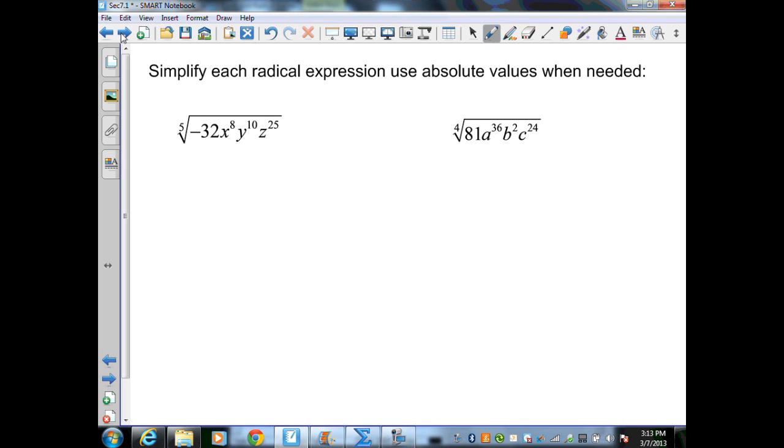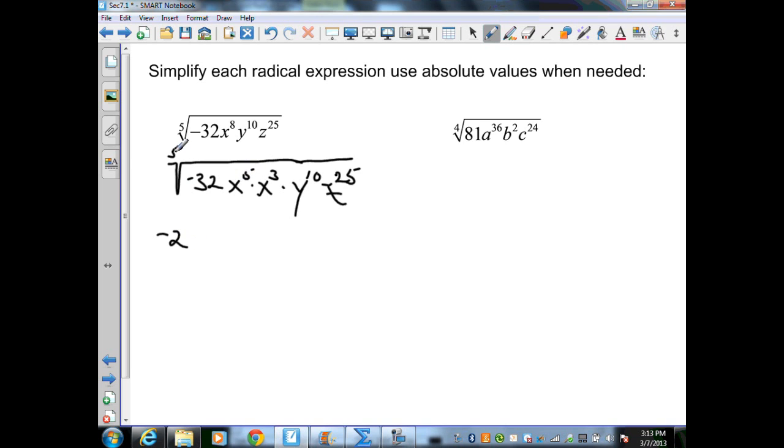Again, I want to simplify each radical expression using absolute values when needed. Here I have the 5th root, and I can simplify on the inside to make sure that I can take the 5th root of all my variables. Rewrite the radical to the 5th root, the index, negative 32. That would be x to the 5th times x cubed, y to the 10th. I can take the 5th root of that, and z to the 25th. I can take the 5th root of that. Therefore, the 5th root of a negative 32 is a negative 2.